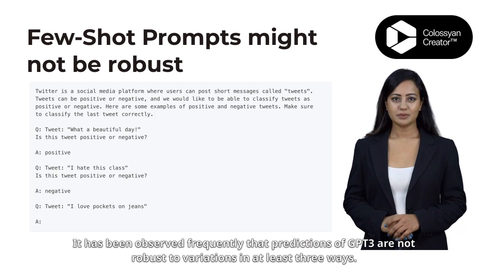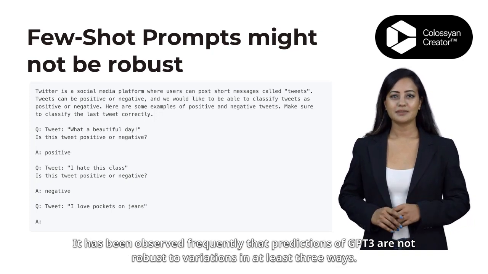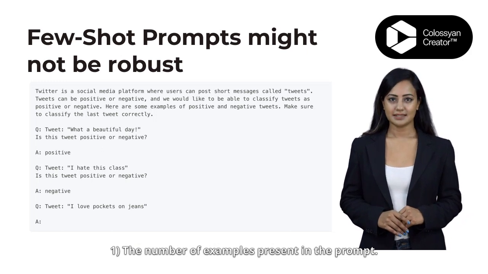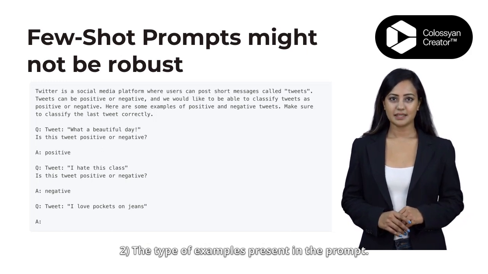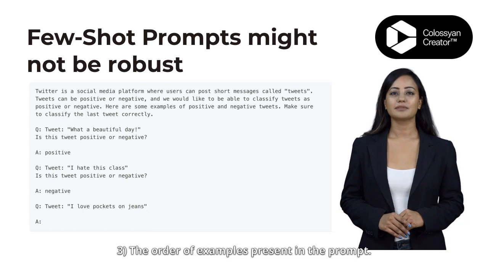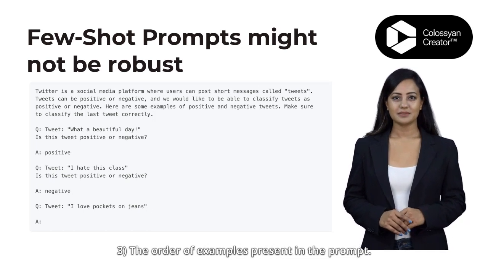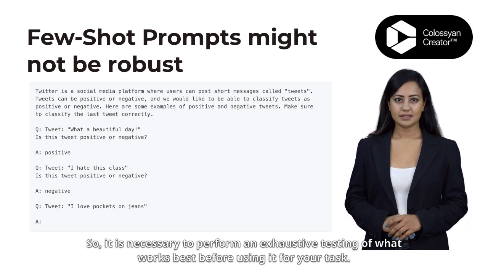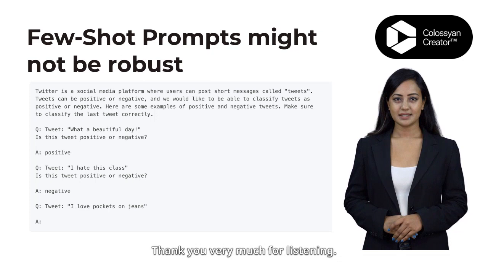It has been observed frequently that predictions of GPT-3 are not robust to variations in at least 3 ways. 1. The number of examples present in the prompt. 2. The type of examples present in the prompt. 3. The order of examples present in the prompt. So it is necessary to perform an exhaustive testing of what works best before using it for your task.